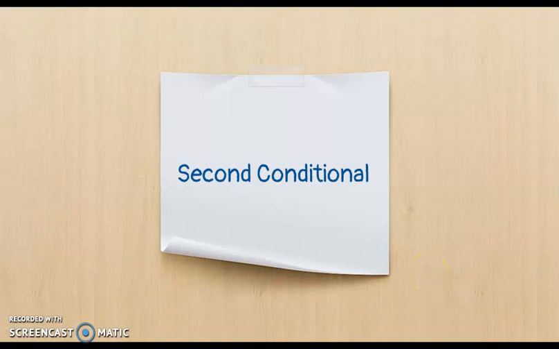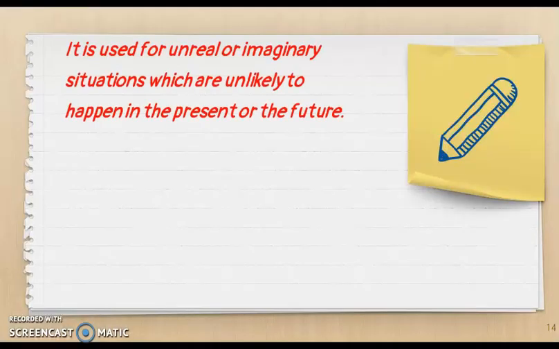Okay, next. The second conditional. It is used for unreal or imaginary situations that are unlikely to happen in the present or the future. Let's review the first conditional. The first conditional is talking about situations that are likely to happen, whereas the second conditional talks about situations that are unlikely to happen, okay, in the present or future.